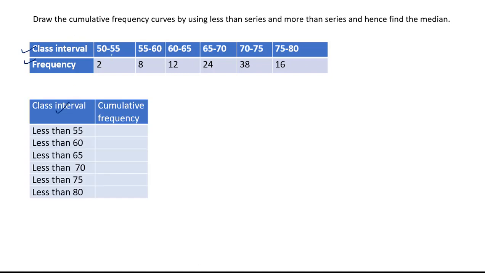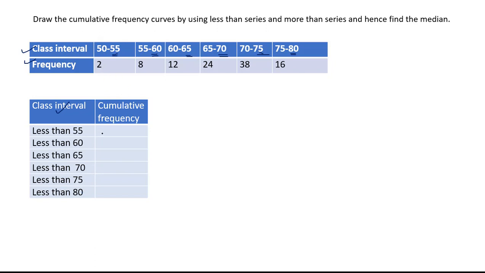For writing the class interval, we are going to look at the upper class limit of each class interval. So in this column we are going to write less than 55, less than 60, less than 65, less than 70, less than 75, less than 80. Now let us find the cumulative frequency.